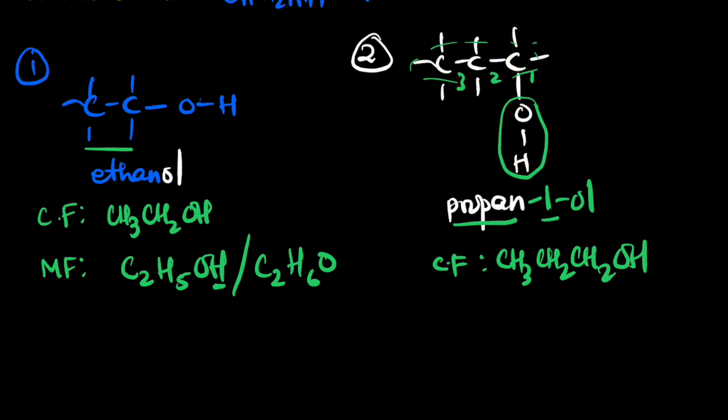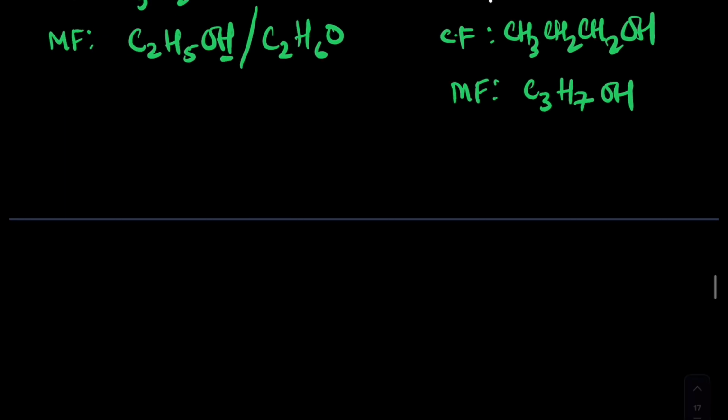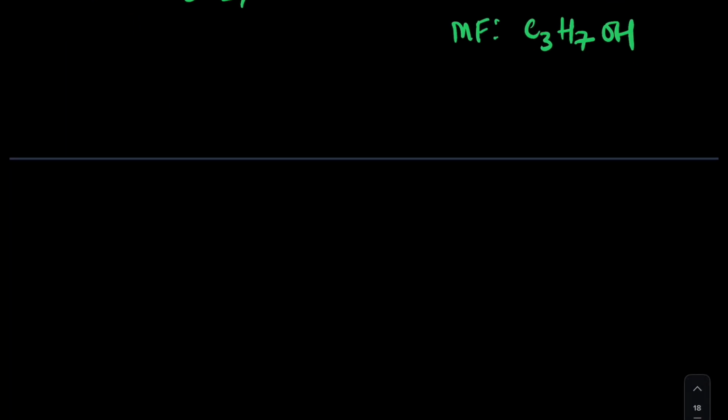Okay, the molecular formula here is going to be 3 carbons, and the hydrogens, you can count them: 1, 2, 3, 4, 5, 6, 7. It's 7, and the OH. Let's look at the third example, guys.